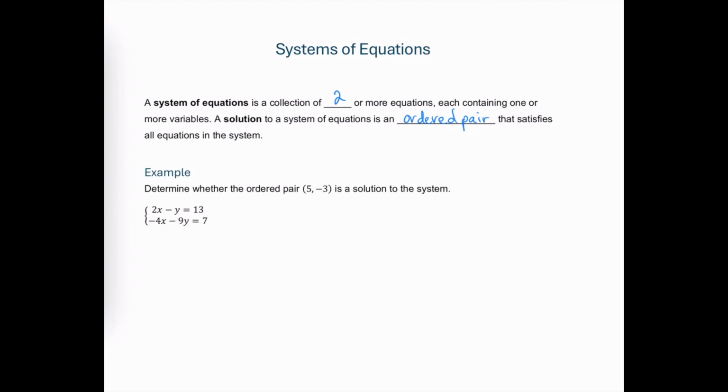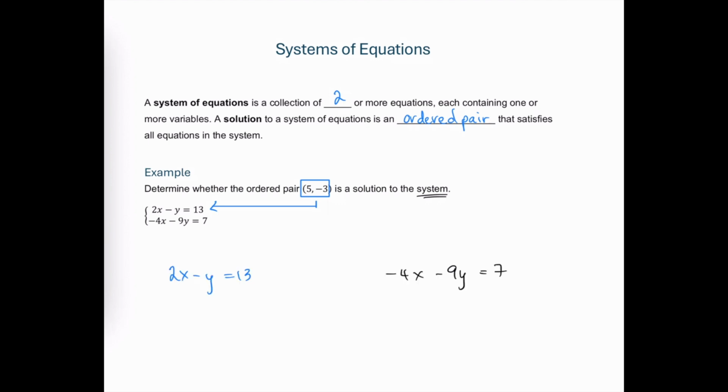This is a system of equations because it does have at least two equations, and each of these equations have at least one variable. To determine if the point 5, -3 is a solution to the system, we plug 5, -3 into each of the equations to see if it's an ordered pair solution to both. It's a solution to the system if it's an ordered pair solution to both equations.